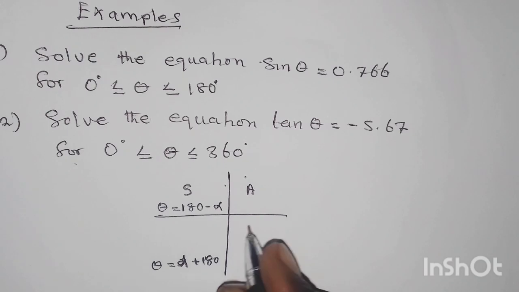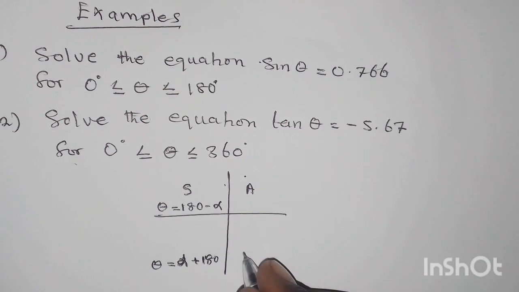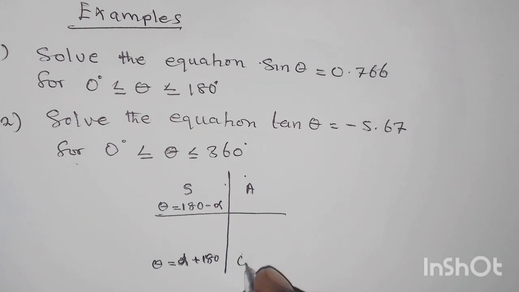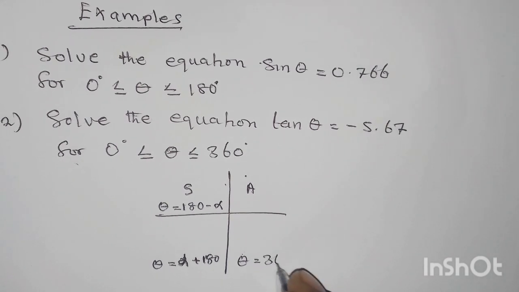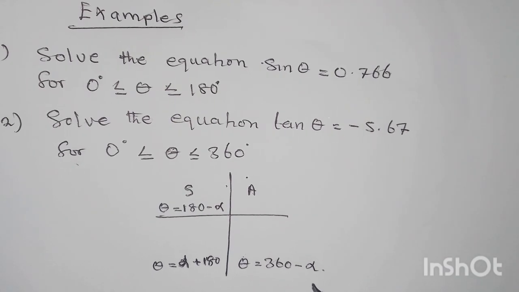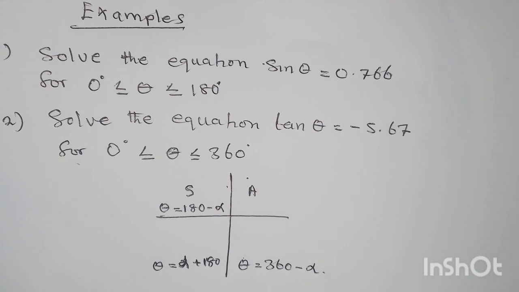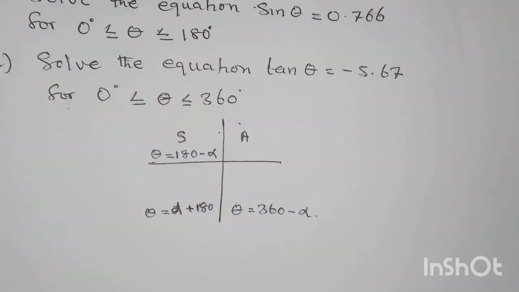Okay, so the reference angle plus what? 180. Then in the last quadrant here, theta will be equal to 360 minus the reference angle. Okay, so these are basically what you do. Now let us answer our question.